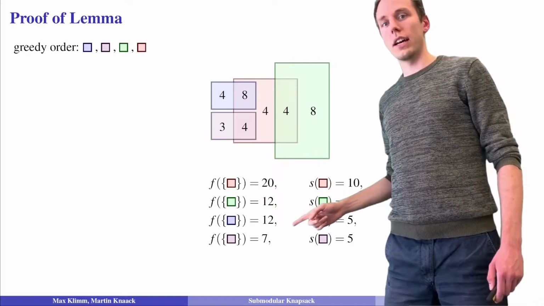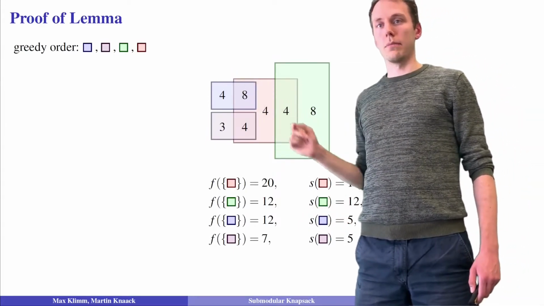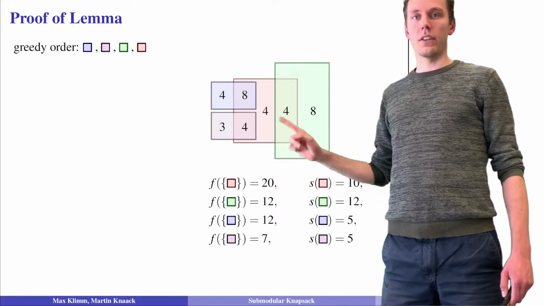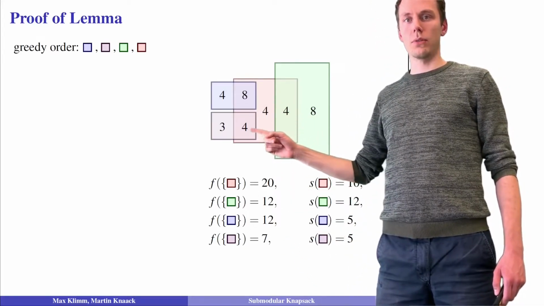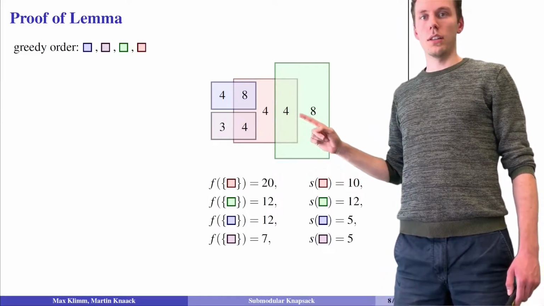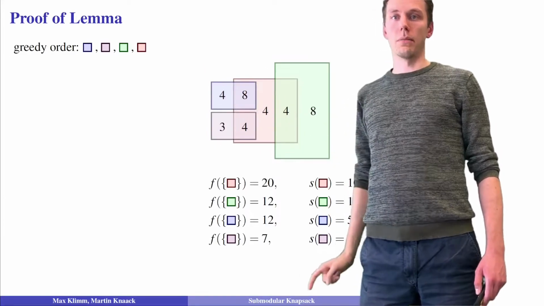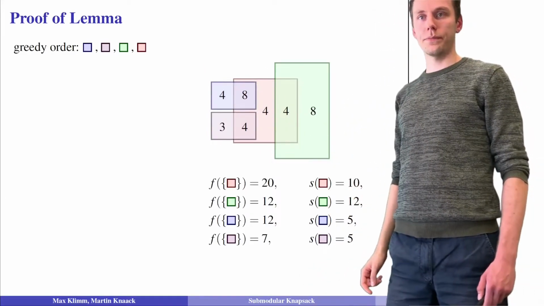And now the violet item with 7 divided by 5 has a higher density, and this is the second item in the greedy order. Then the value of the red item is reduced again because we added the violet item. And then the green item is more dense than the red item, so the green item comes in third place, and the red item is the last item in the greedy order.